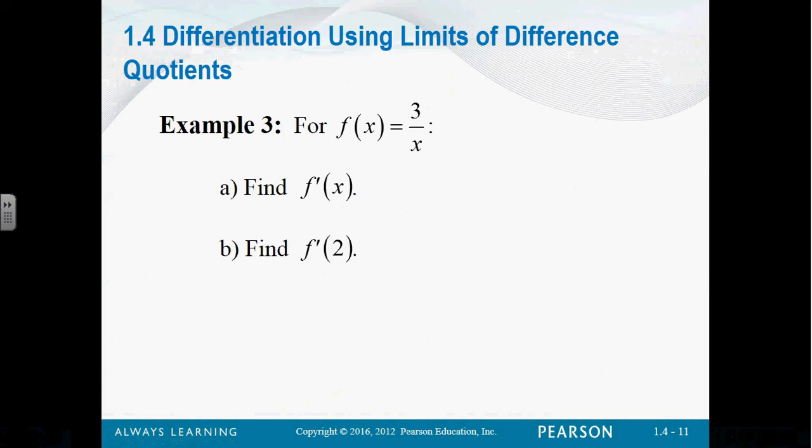All right, let's do this one, but we're going to do it the way we know how to do it. So what's the derivative of 3 over x? Negative 3 over x squared. Right, because this is just 3x to the negative 1. So we multiply by the exponent times 3, get negative 3. Subtract 1 from the exponent, we get x to the negative 2, which is just 1 over x squared. So what's f prime of 2? Negative 3/4. Yes.